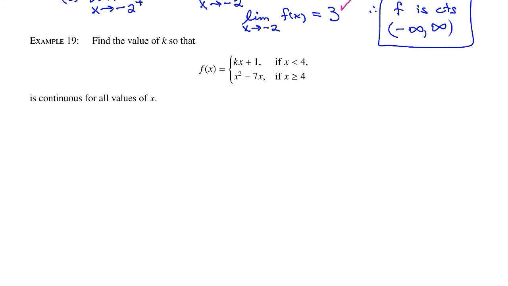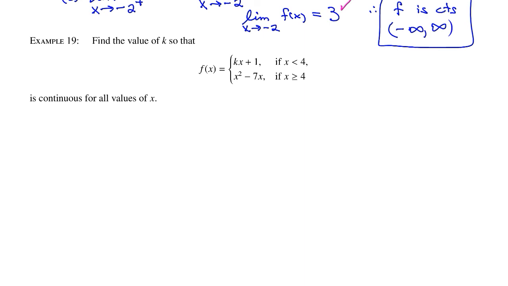Example number 19. Find the value of k so that the piecewise function f of x is equal to kx plus 1 if x is less than 4, and x squared minus 7x if x is greater than or equal to 4 is continuous for all values of x. So there's going to be a value for k that will make this continuous, and any other value of k is going to make it discontinuous. So we've got to figure out what that value is.